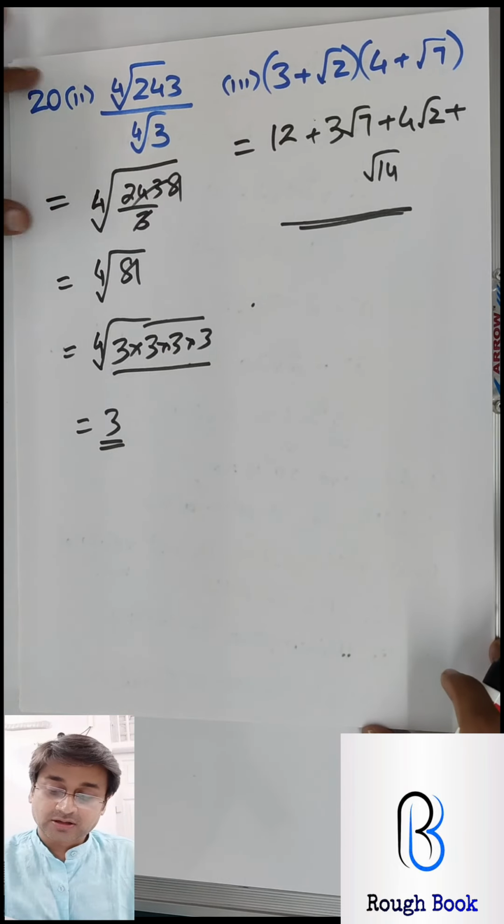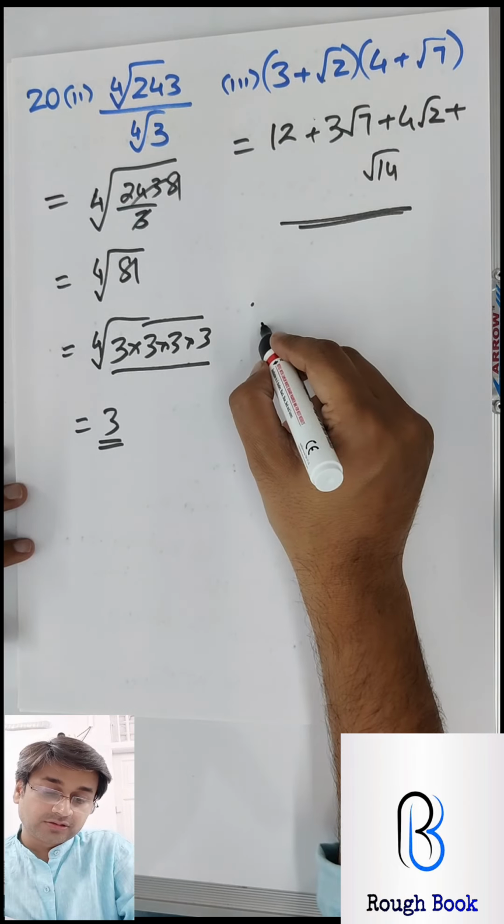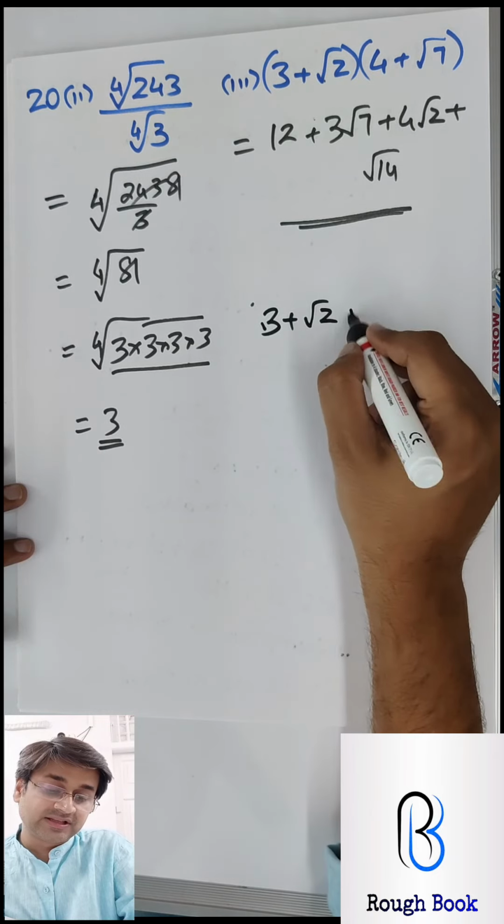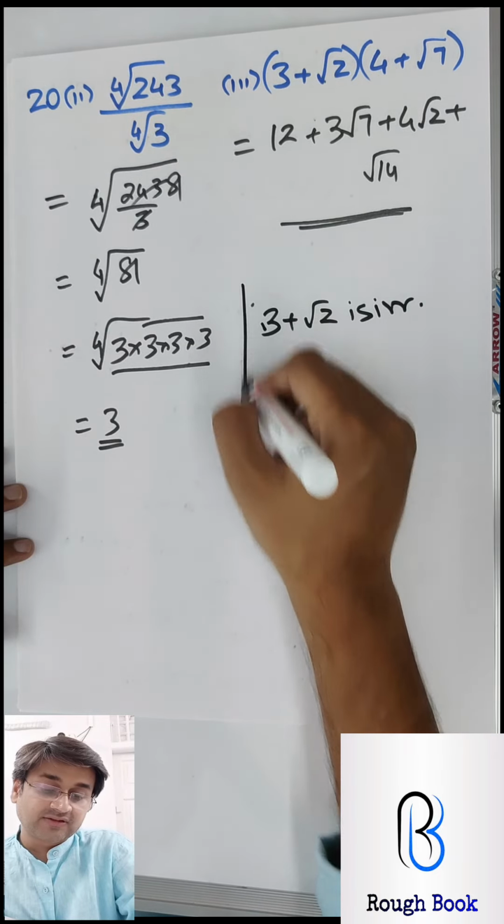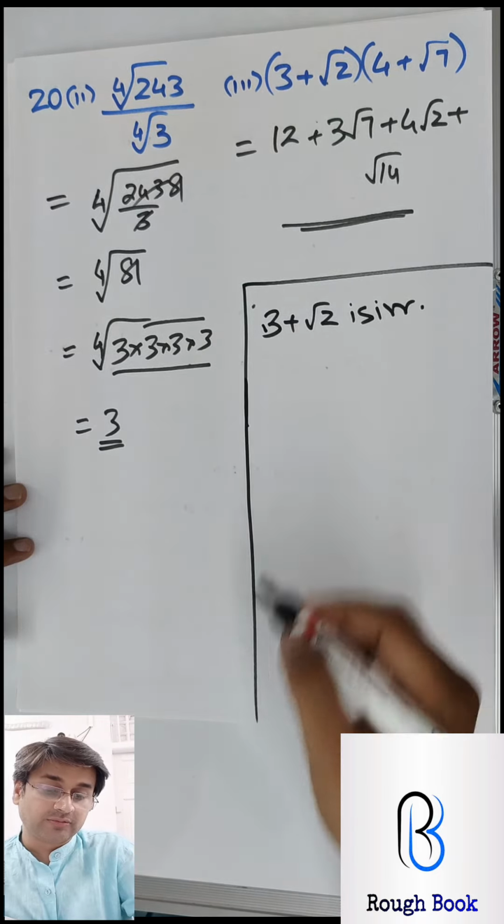Can I do it here? Prove that 3 plus root 2 is irrational. Let's say if such type of a question comes, what will we do?